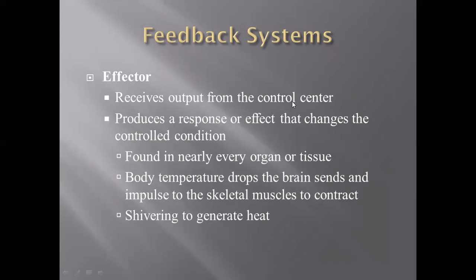The effector receives output from the control center and produces a response, or effect, that changes the controlled condition. Effectors are found in nearly every organ or tissue. When body temperature drops, the brain sends an impulse to skeletal muscles to contract, shivering to generate heat.